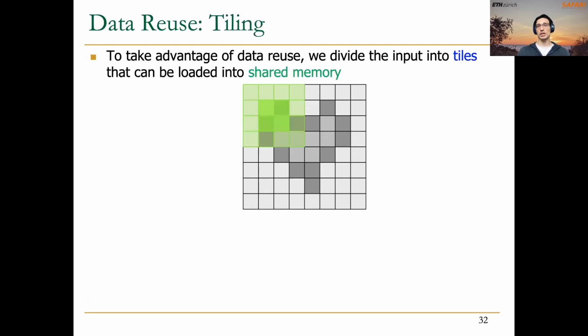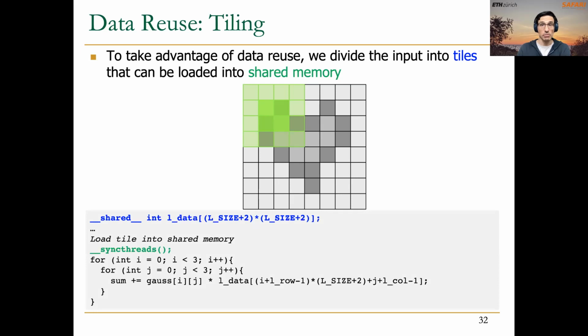And the way to take advantage of data reuse is by using a technique called tiling or blocking, that in the case of the GPU consists of loading parts of the image, in this case, tiles of the image, into the shared memory. Because the shared memory is on chip, it can be accessed much faster than going to L2 or going to the global memory.